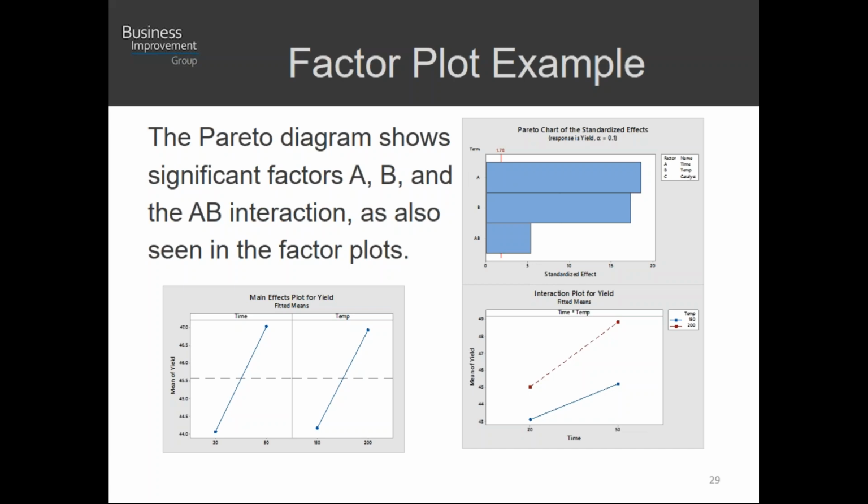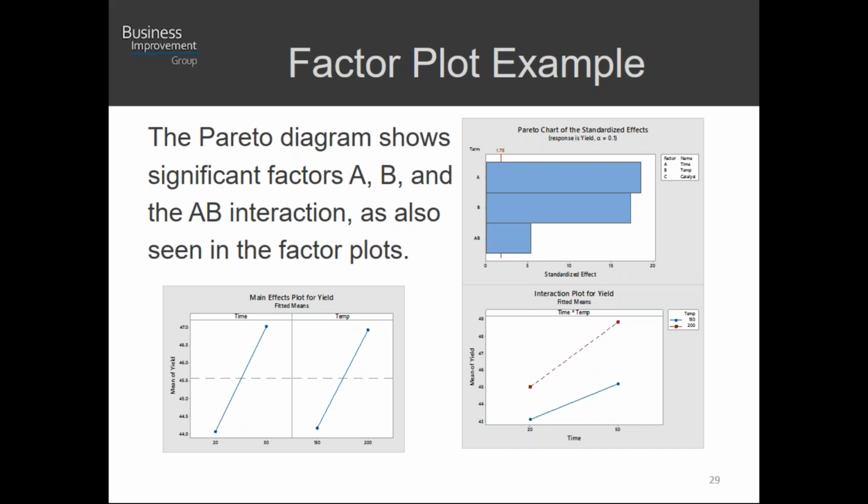Similarly, if I go from a lower temperature to a higher temperature, then I can increase my yield as well. So chances are I'll probably want to be looking to increase both time and temperature. Then in the lower right-hand corner, that's what's called an interaction plot.